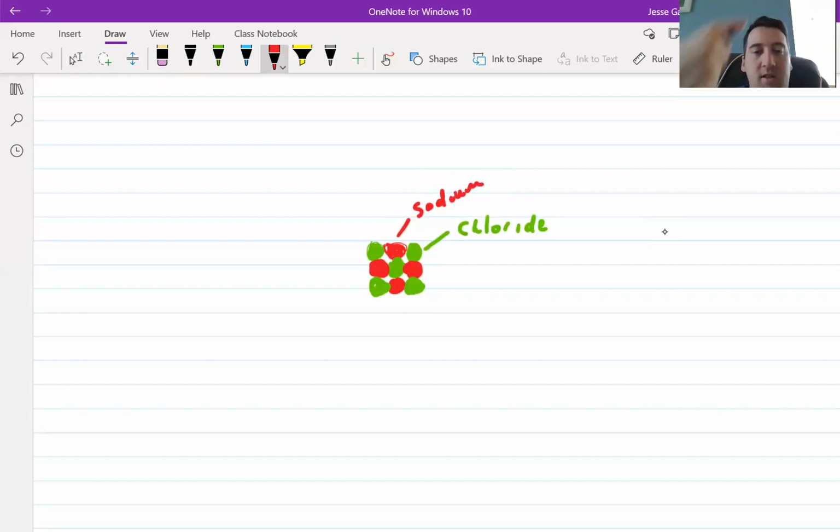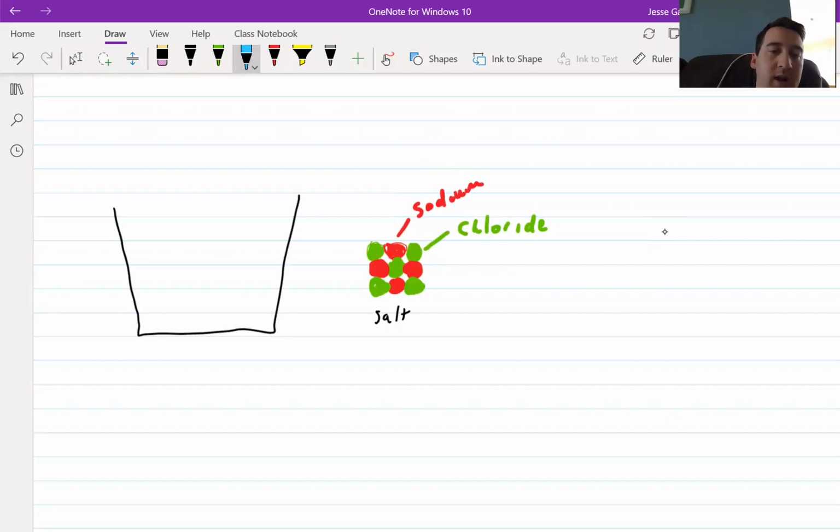Now, we know that this substance is a solid because of the arrangement of the particles. They're all touching and they're arranged in neat rows. And together, we call this substance sodium chloride. Our everyday name for this substance is salt. So we'll just call it salt from here on out. Now, what we can do with this salt is we can take it and we can add it to some water. So here I'm drawing a container. And in that container, there is some liquid water.